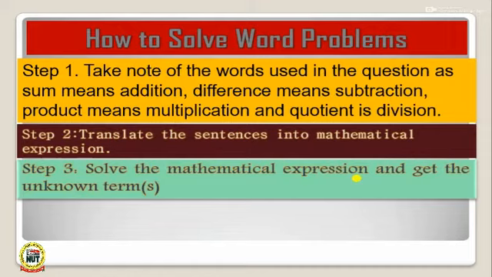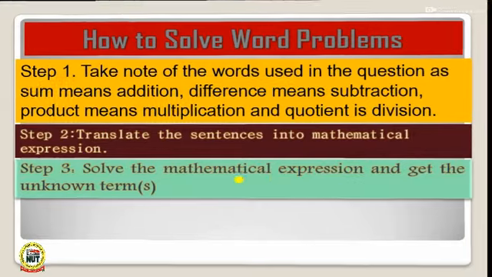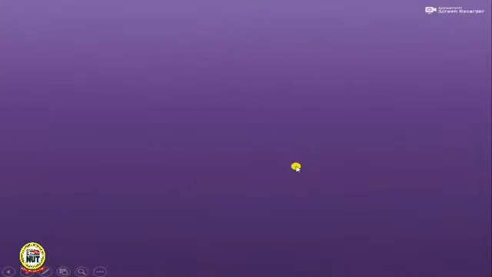The first step, you take note of the words or sentences used in the question. The second step, you translate those words and sentences into mathematical expressions. Then the third step is to solve the mathematical expression and get the unknown term or unknown terms, as the case may be.